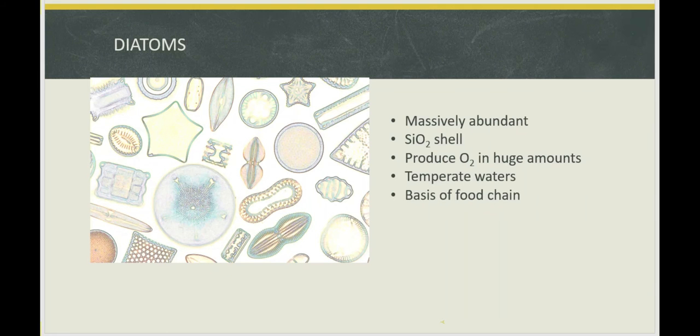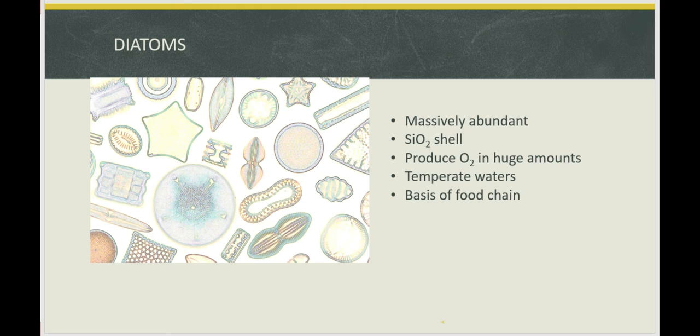Now let's talk a little bit more about diatoms. Diatoms are incredibly important in the ocean. They're massively, massively abundant, one of the most abundant organisms in the ocean. They have a silica shell, all right, and they produce a huge amount of the oxygen for our planet. 20 to 50% of all the oxygen that you breathe is produced by diatoms. So they're really important to our atmosphere, to all of the organisms on Earth.